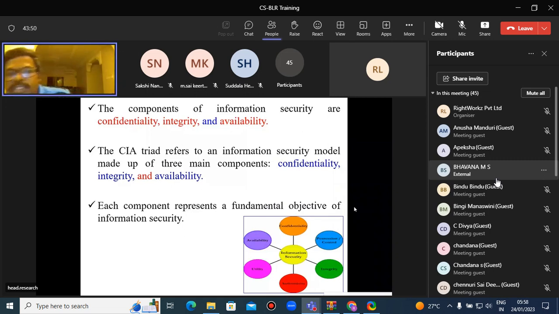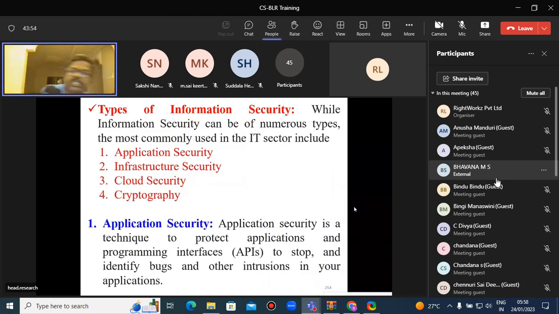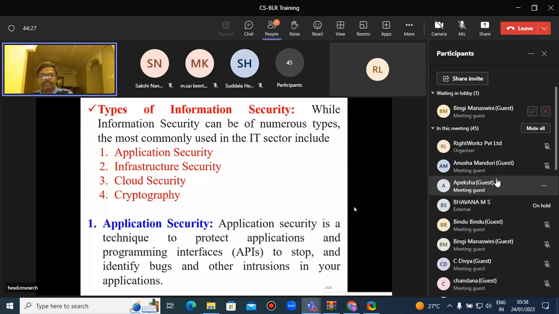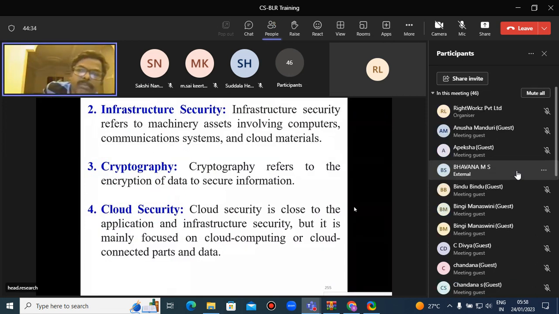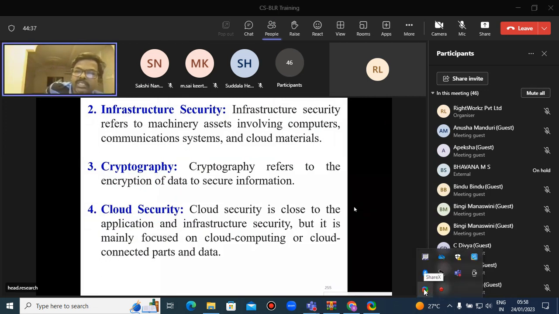So, types of information security. While information security can be of numerous types, the most commonly used in the IT sector include application security, infrastructure security, and cloud security. Listen carefully: application security is a technique to protect applications and programming interfaces, to stop and identify bugs and other intrusions in your applications. Infrastructure security refers to machinery assets involving computers, servers, data centers, communication systems and cloud materials.